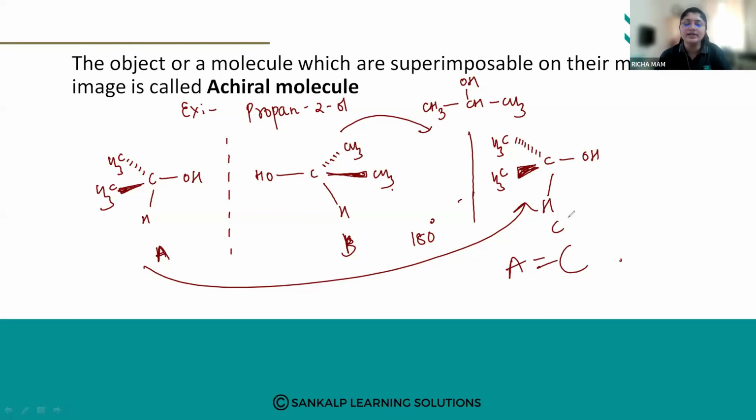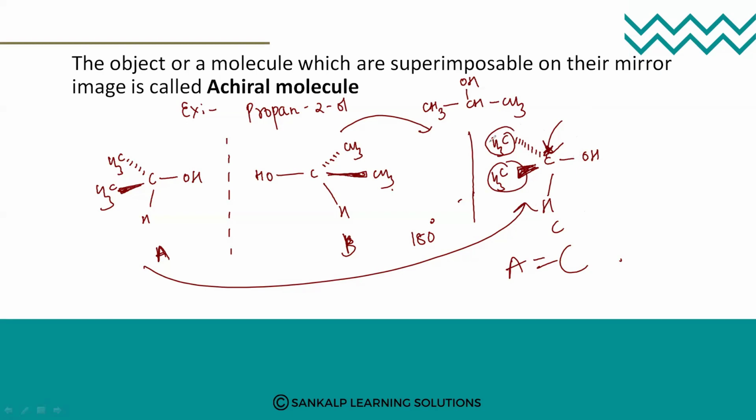So propane-2-ol does not contain any asymmetric carbon. There is no asymmetric carbon. Why? Because there are two CH3 groups. So it is not an asymmetric carbon or a chiral carbon, because there are no four different groups attached to this tetrahedral carbon.